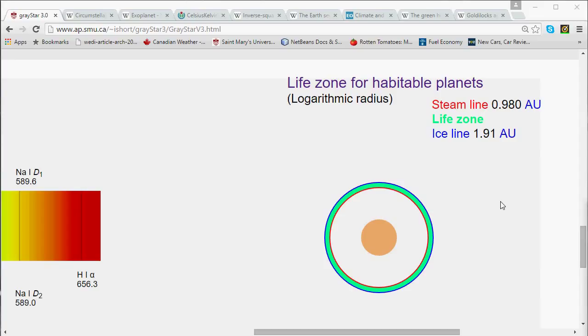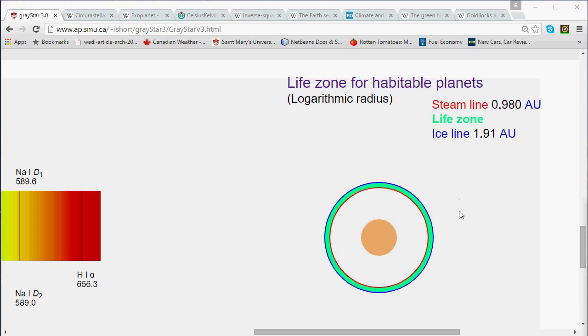Okay, the other thing that's going on here is that we are using logarithmic scaling, and that's something we've talked about a number of times already in this video series. The number of pixels out from the center of the star that's being used when drawing the steam line and the ice line is actually being scaled with the log base 10 of the distance from the center of the star in astronomical units. And so remember, what logarithmic scaling does is it compresses larger distances with respect to smaller distances.